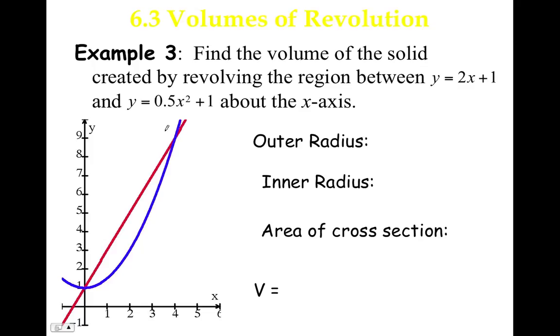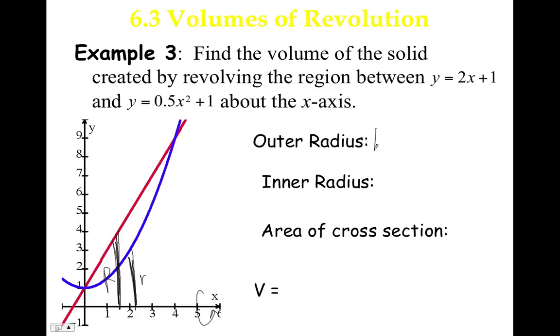So the outer radius is the one that's furthest from the axis of rotation. And remember, the axis of rotation in this case is the x-axis. So the outer radius is the distance between the further function and that axis, which in this case is the linear function to the axis. And we typically call that capital R. And then the inner radius is going to be the distance from the closer function to the axis of rotation. All right, and so we're going to call that little r.